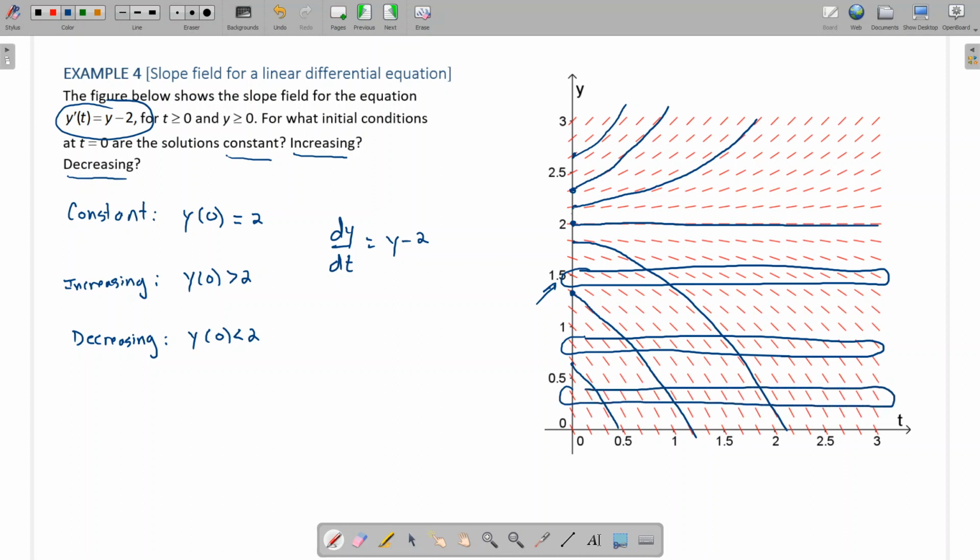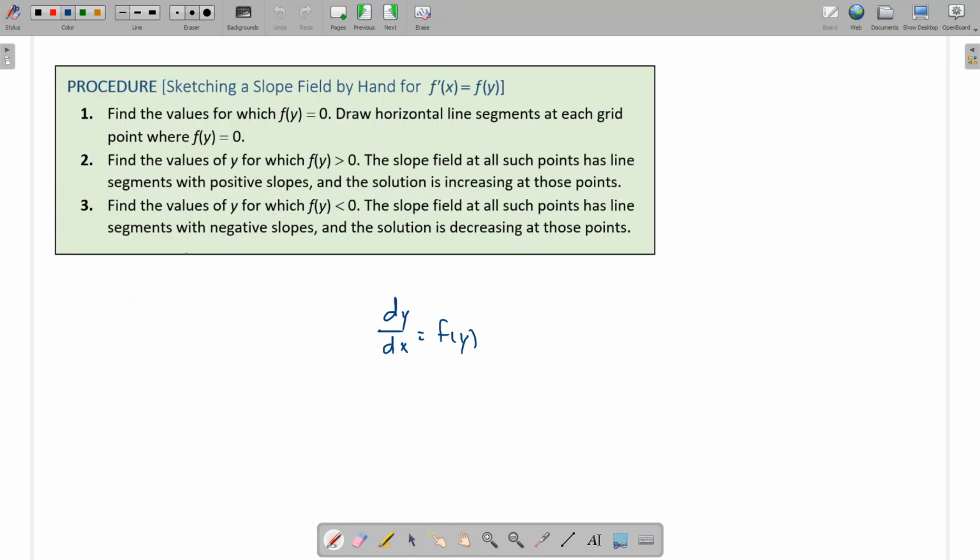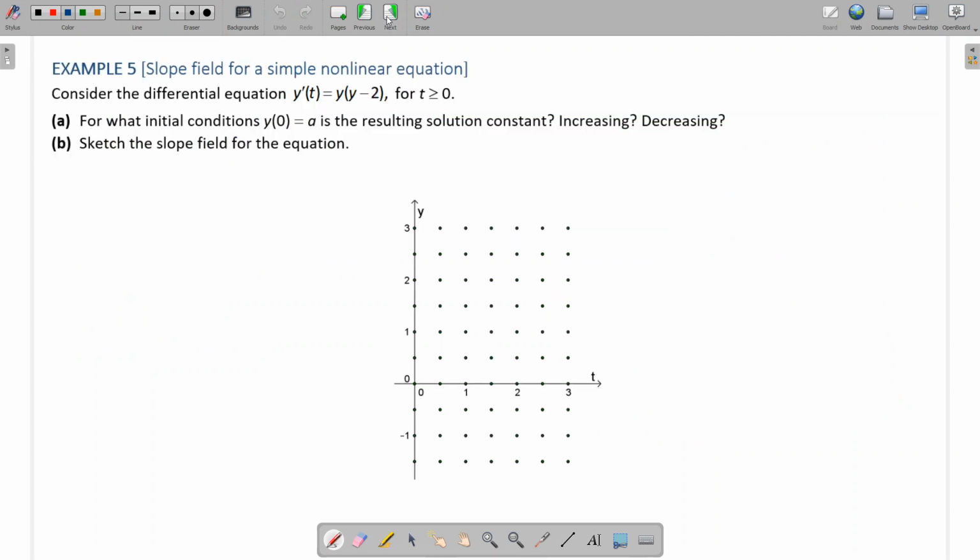So to draw our slope field, we just need to get all of the slopes along the y-axis, and then we copy them all the way across. Whereas on that very first example, we copied them straight down, right? Everything in a column was the same. On these, everything in a row is the same. So that is all this is actually saying. So let's do one of these.